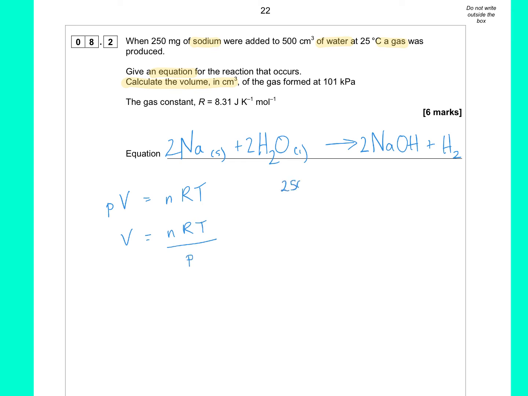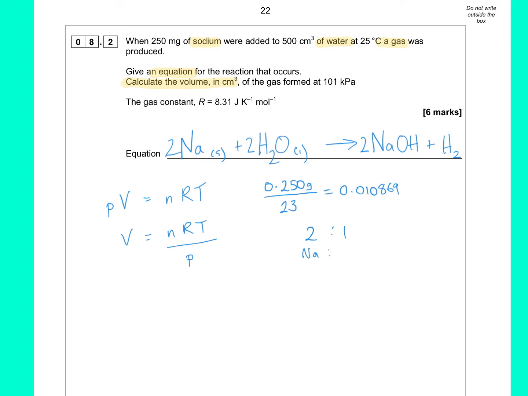So first job is to work out the moles, what N is. So if we've got 250 milligrams, that's 0.25 grams. And if we divide that by the atomic mass of sodium, which is 23, we get that there are 0.01086 moles of sodium, or 869. I've kept all the numbers from the calculator there. It's best not to round until you get to the very end.